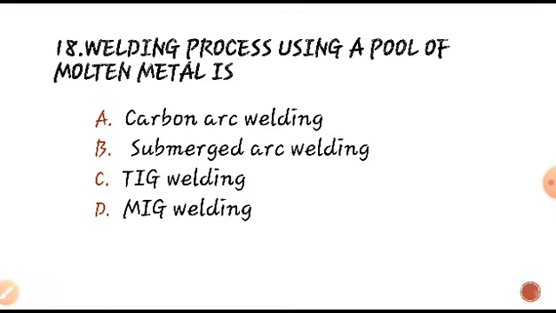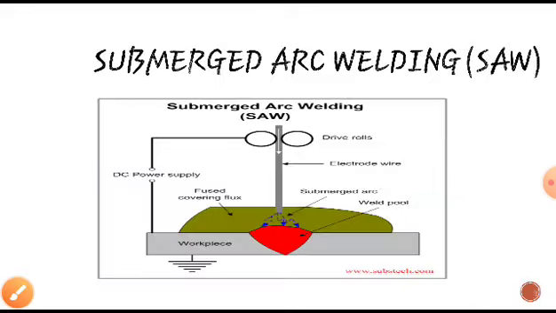Question number 18. Welding process using a pool of molten metal is A. Carbon arc welding, B. Submerged arc welding, C. TIG welding, or D. MIG welding. So the answer for this question is option B, submerged arc welding, in which a pool of molten metal is used. Here is a figure for submerged arc welding.